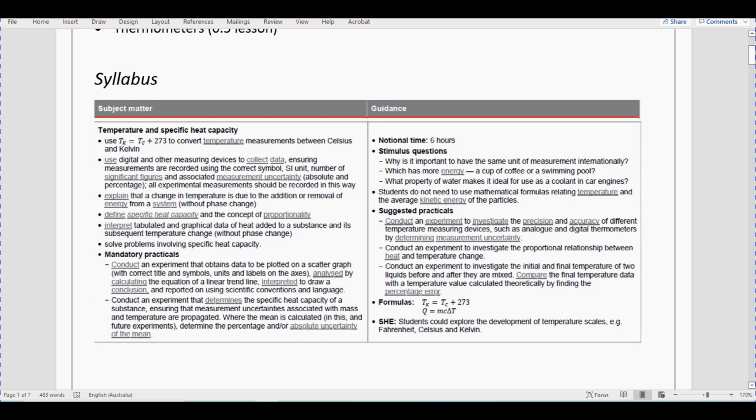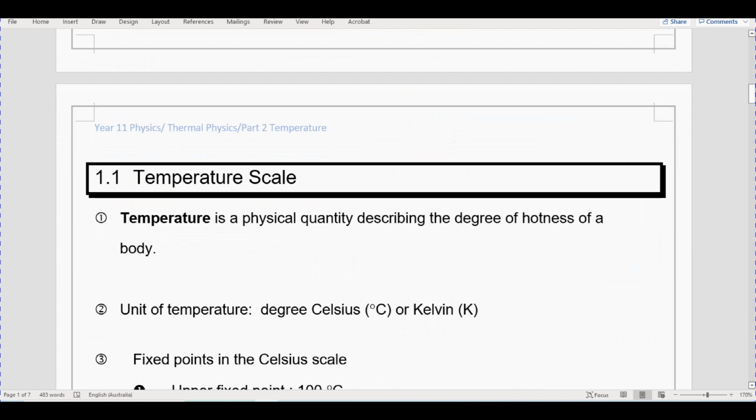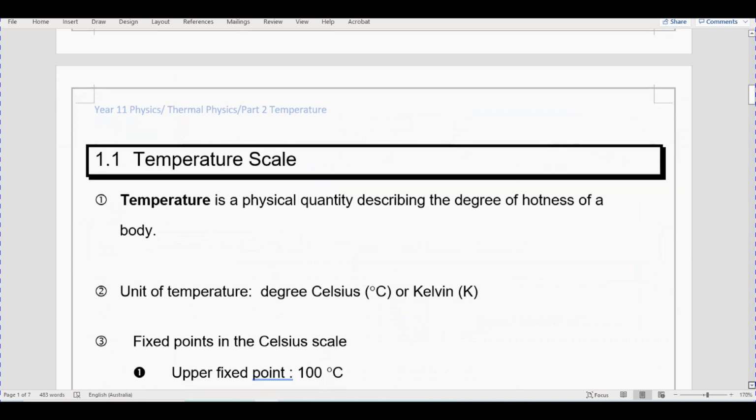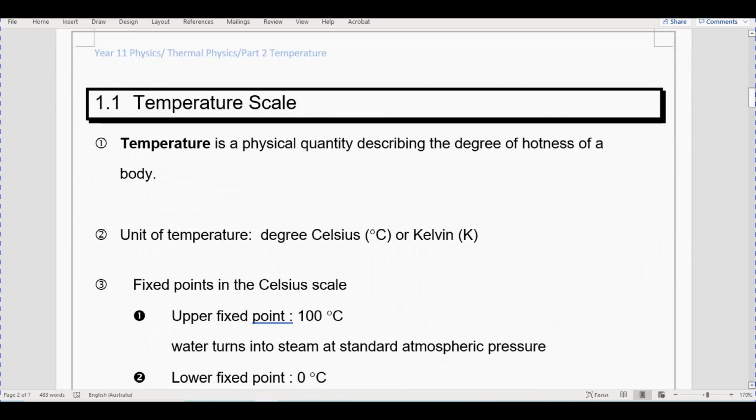So here's the syllabus. First of all, we are going to talk about the temperature scale. Temperature is a physical quantity describing the degree of hotness of a body. When we say how hot a body is, there must be some objective measurement, and we use temperature to describe it. A very common temperature we know is your normal human body temperature, around 37 degrees Celsius.